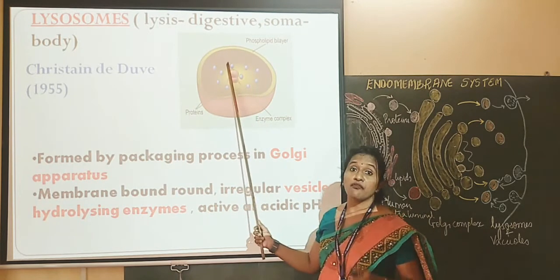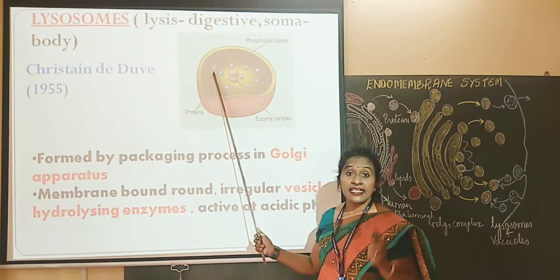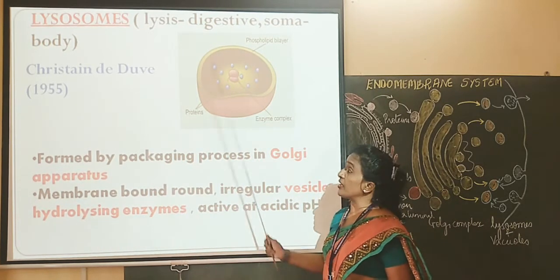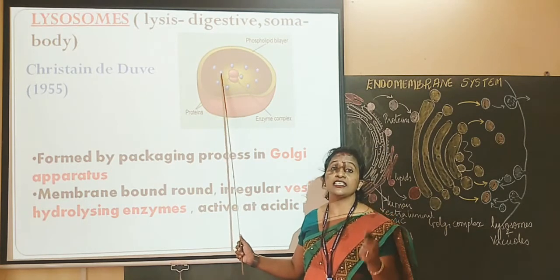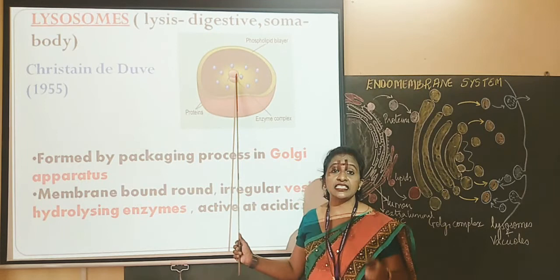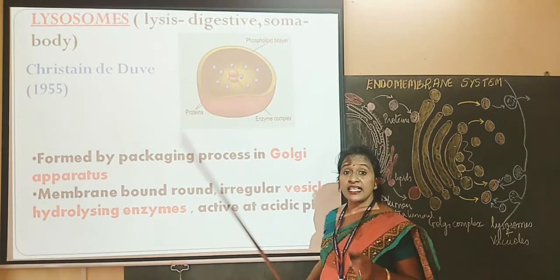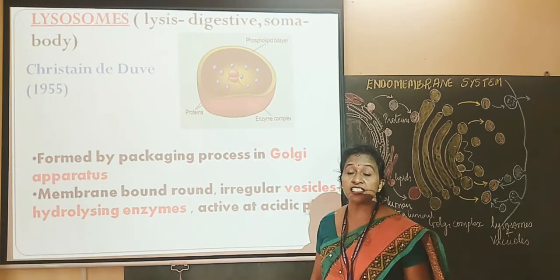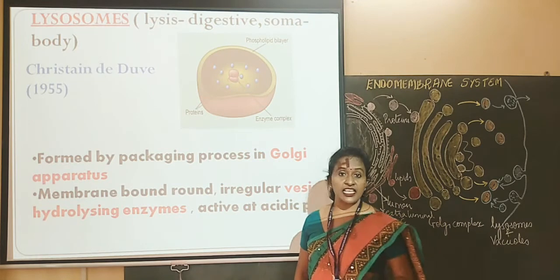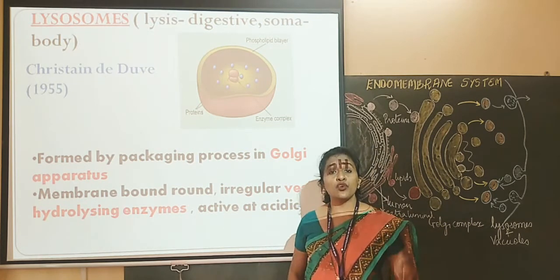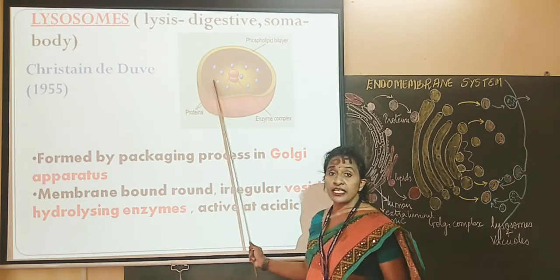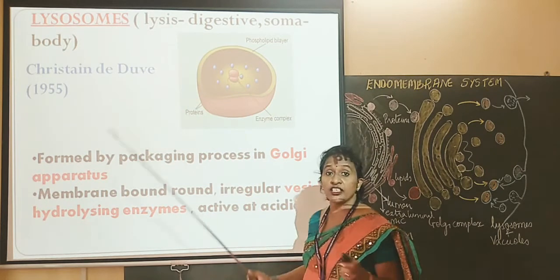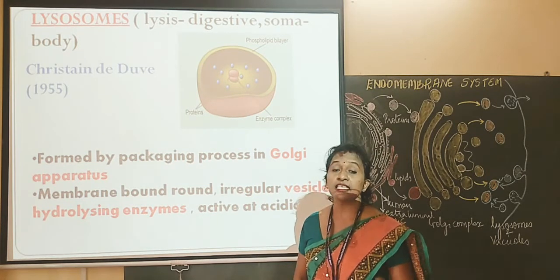These lysosomes are formed by the packaging process of the Golgi apparatus we have already discussed, and they are membrane-bound irregular vesicles having the enzyme called hydrolyzing enzyme. These are the enzymes which play an important role in digesting the material which comes inside these vesicles. And these enzymes are very active in acidic condition or acidic pH, that is less than pH 7. Altogether there are more than 40 enzymes present in the lysosome. It depends on what type of digestion it will carry out.